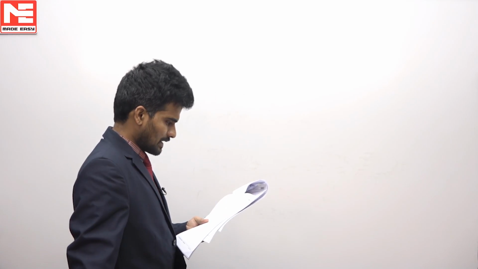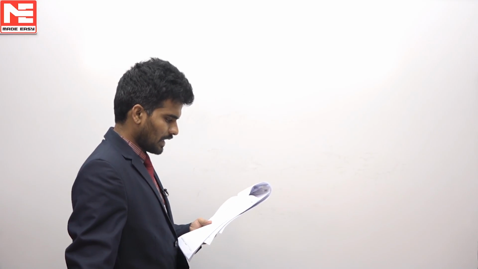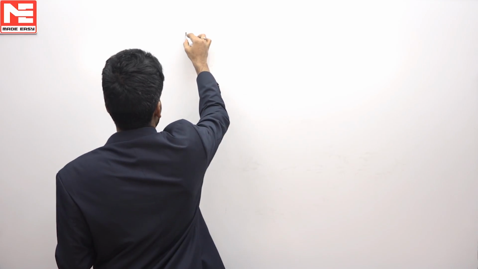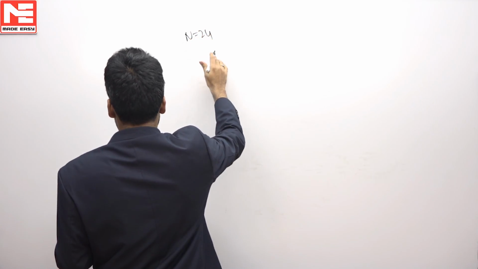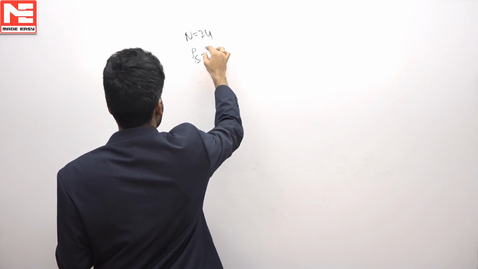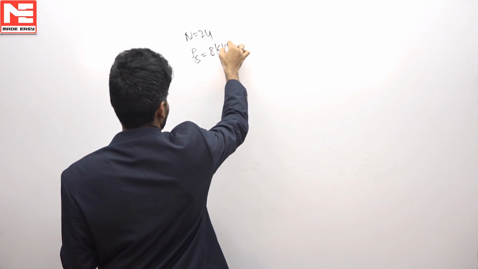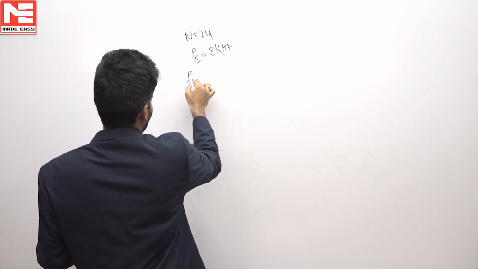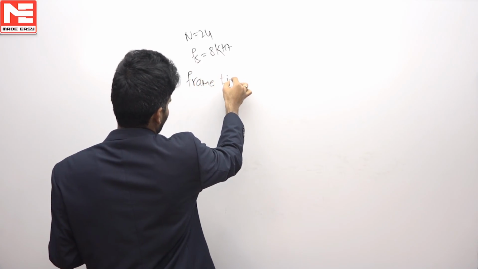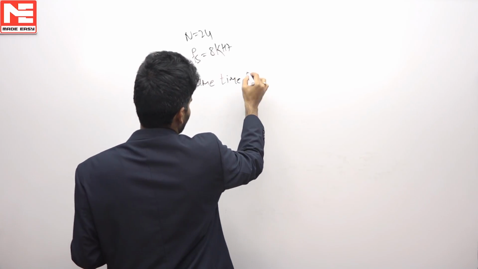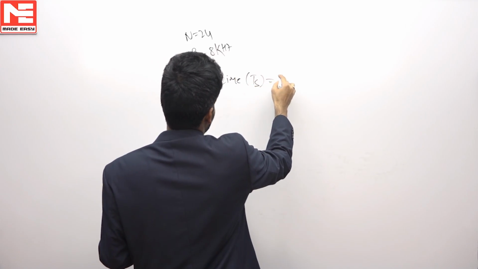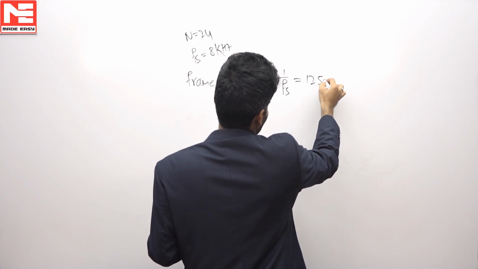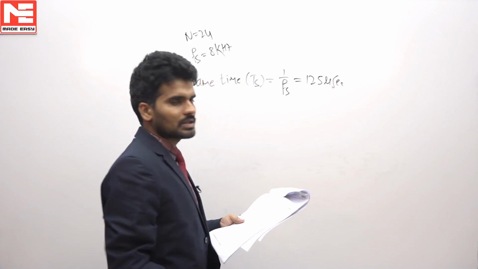24 voice signals are sampled uniformly at the rate of 8 kilohertz and then time division multiplexed. So, the total number of signals multiplexed is 24, the sampling rate is given as 8 kilohertz, and they are time division multiplexed. Then what is the frame time? Each frame time, Ts, is equal to 1 by Fs, that is 1 by 8 kilohertz, which is 125 microseconds.